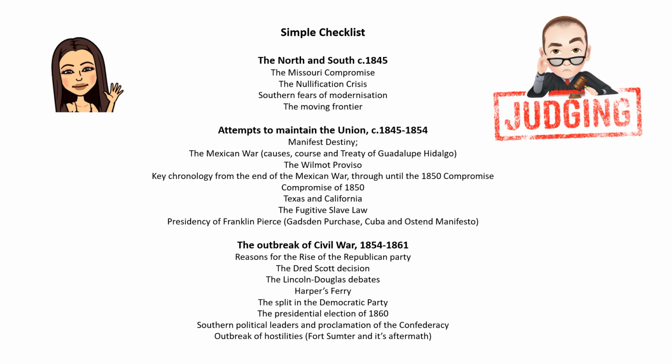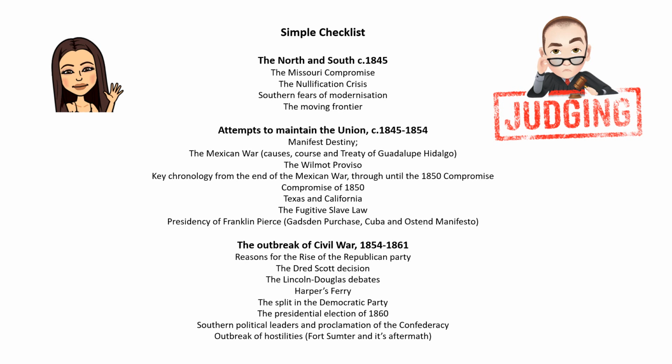The last section of the course is the outbreak of war, and what you need to know there is the different reasons for the rise of the Republican Party, Dred Scott, Lincoln Douglas, Harper's Ferry, split of the Democrats, and the election of 1860. You need to know how the election leads to the first wave of secession and creation of the Confederacy.